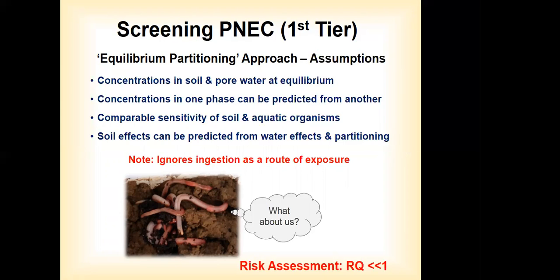They're all quite robust and reasonable assumptions, but it does ignore ingestion as a route of exposure. So for organisms such as earthworms that actually ingest the soil and process it internally, it doesn't capture those extra sources of exposure. And that is why when you're doing an equilibrium partitioning approach, it really is only a screening PNEC, and you want to be making sure that your risk quotient is a lot smaller than 1. If it's anywhere near 1 or above 1, you need to go to the next step to properly assess the risk.